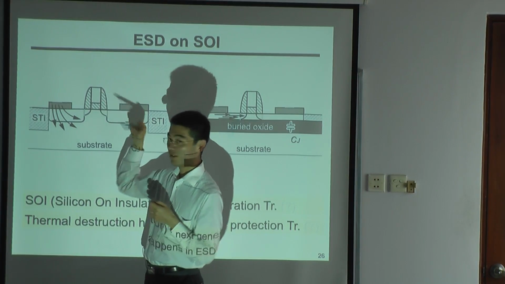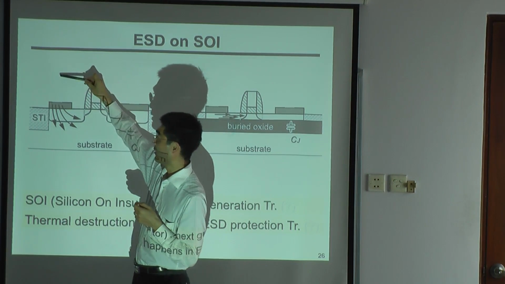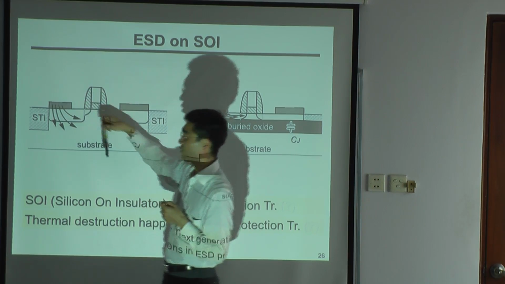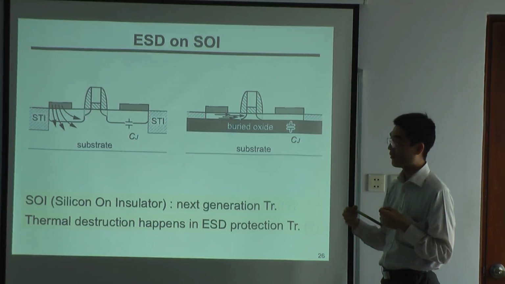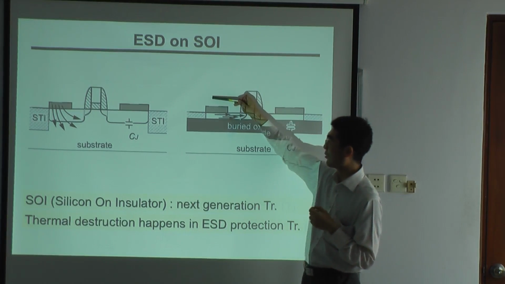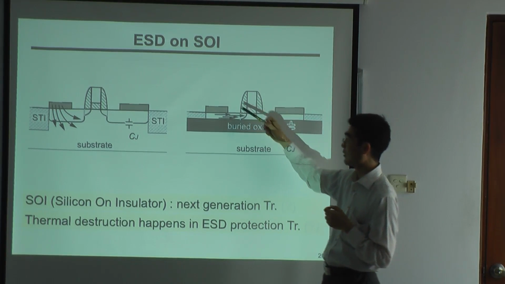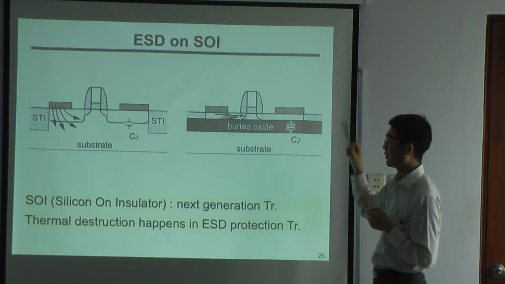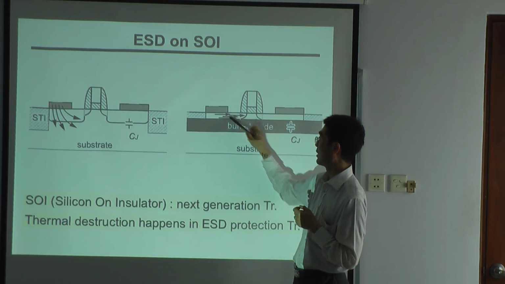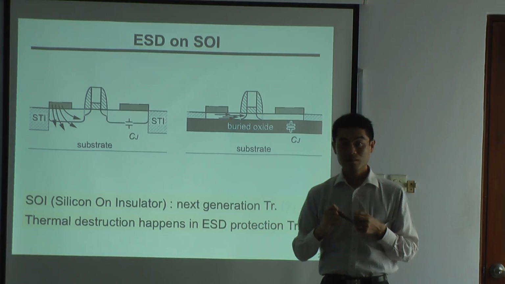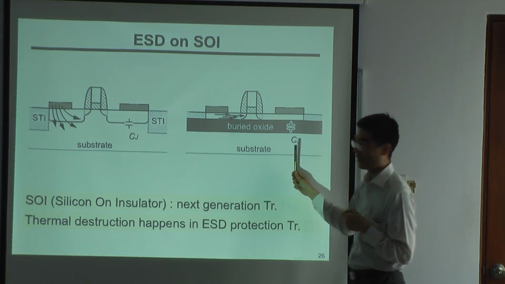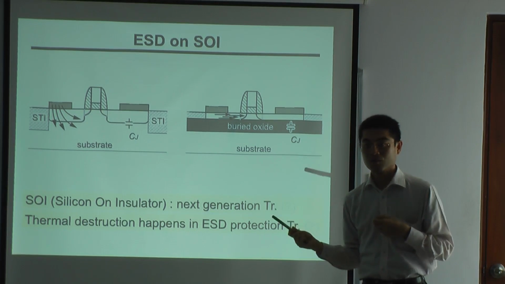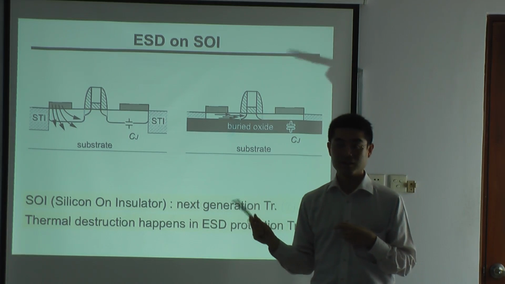Because for ESD protection circuits, the ESD current goes in here, and the charge can go into the substrate. But for SOI, there is no current into the substrate, and the current coming into the drain always goes into the channel. This is a large current, so it will break the transistors. So SOI is weak against ESD, and this ESD is the main reason they cannot commercialize the SOI process.